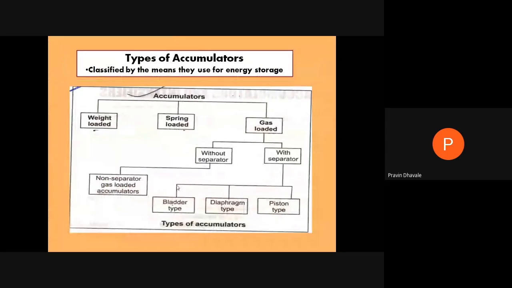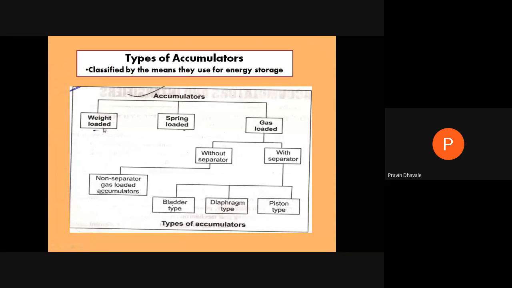Now, there are certain types of accumulators, right? And this will be the classification of the accumulator, based on the use for energy storage. Mainly, these accumulators are divided into three types. First one, weight loaded accumulator. Second, spring loaded accumulator. And third one, that is a gas loaded accumulator.